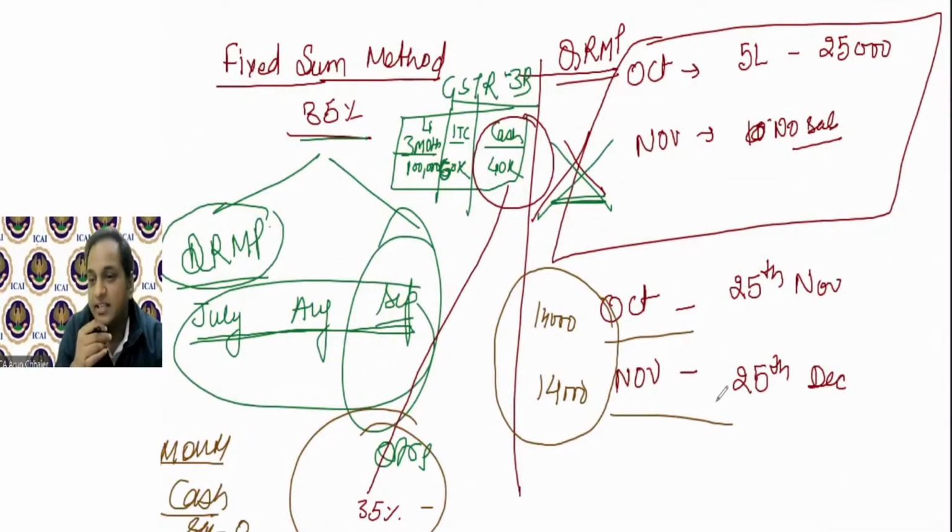Whatever the liability is there of the entire 3 months, whatever amount he has paid, and the balance, whatever the ITC is there, the balance has to be deposited in cash. Or if ITC is sufficient, there is no requirement to pay in cash.